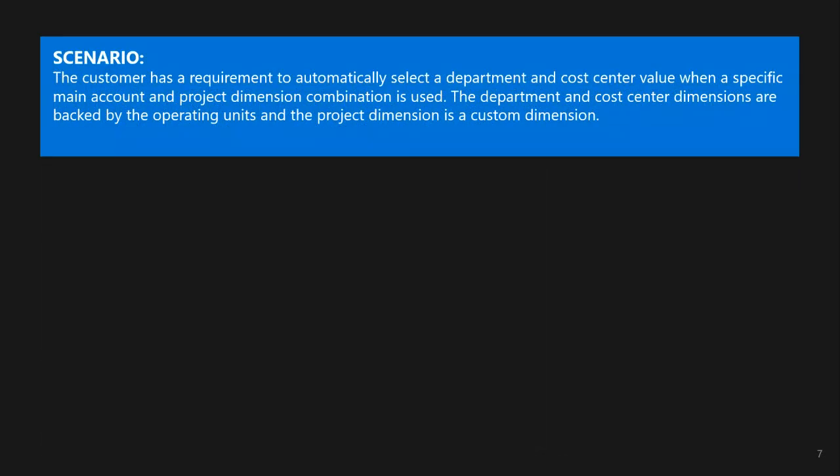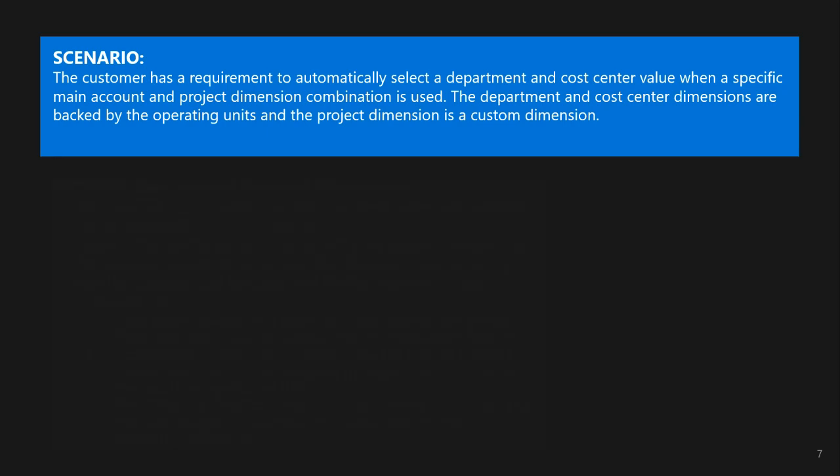So a customer has a requirement to automatically select a department and a cost center value when a specific main account and project dimension combination is used. The customer has set up the department and cost center dimensions, they're backed by the operating units. So they're not custom dimensions, but the project dimension is a custom dimension. What do you think we should do, Eric?